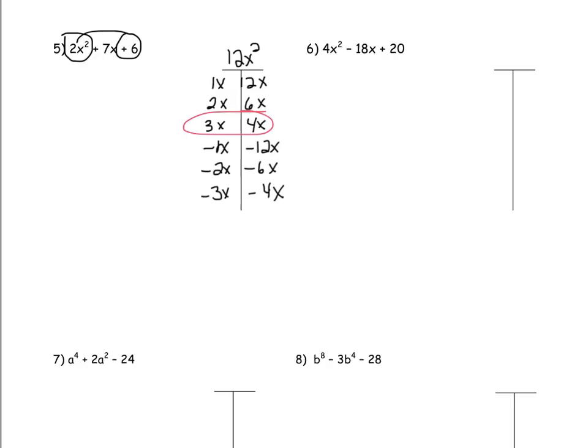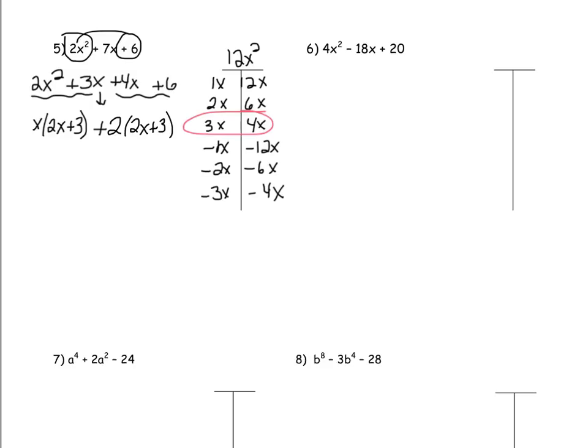So now you're going to bring down the first term, bring down the last term, and fill the middle with a positive 3x and a positive 4x. Group these two and those two, and bring down the plus sign. Your GCF for the left-hand side should have been an x, and you're left with 2x plus 3. Your GCF on the right-hand side should have been a 2, and you're left with 2x plus 3. And the last step is take out that GCF of 2x plus 3, and you're left with x plus 2. These should be your factors.